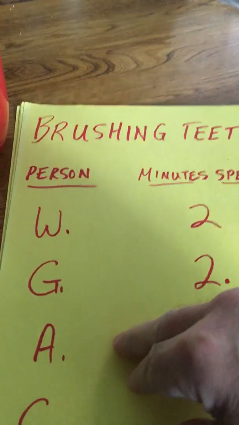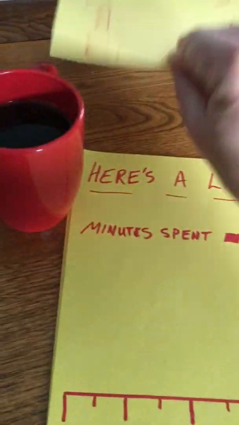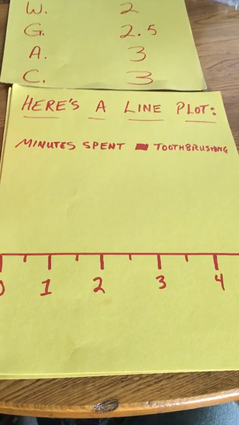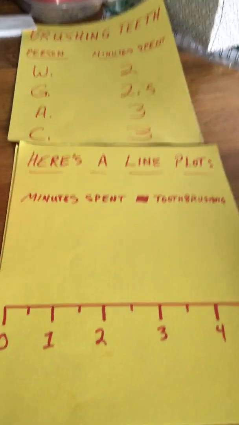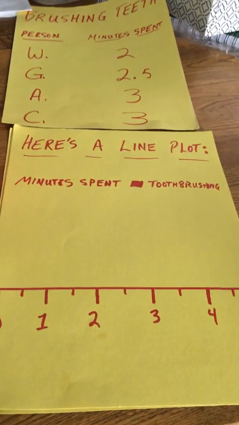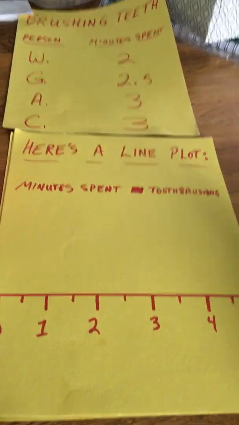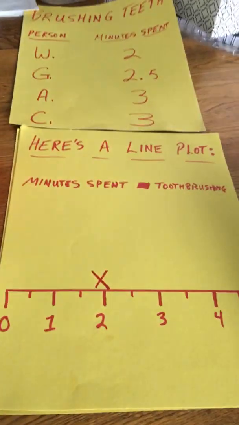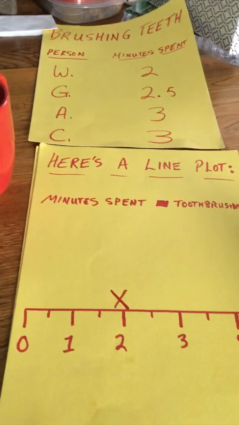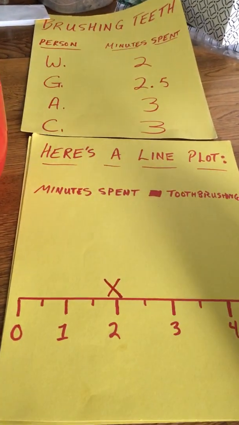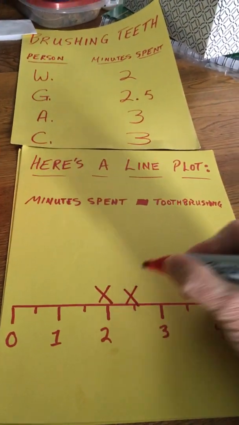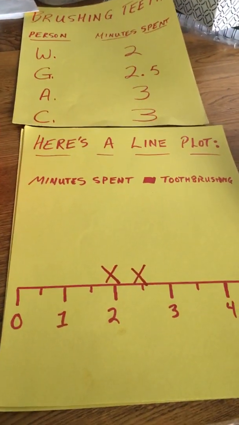Then I took the data and moved it into 2 different types of data displays. First one, here's a line plot. Minutes spent toothbrushing. You can see the first person on my list, W, would have spent 2 minutes. So I can make a mark like an X right there at the spot where 2 minutes can be found. Then I graph everybody else. There's Gabriel up there, G, 2.5. Make another X corresponding on the spot in the line.